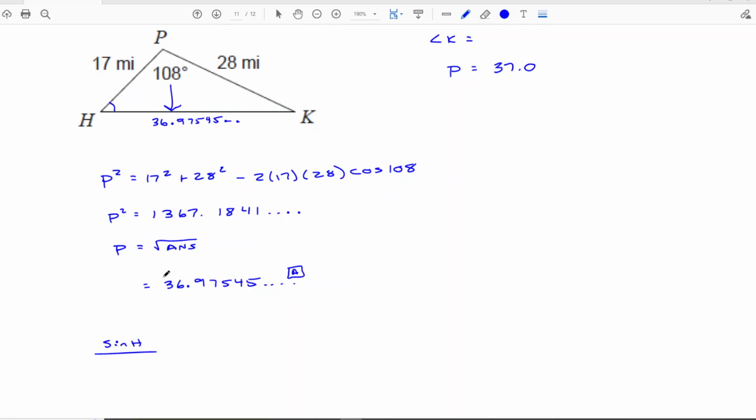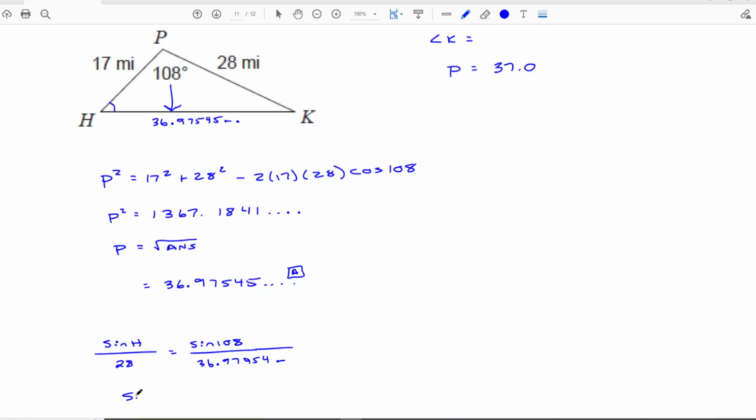So the sine of H is across from 28, just like the sine of 108 is across from that side P, so that's 36.97454. And if you have stored it as A and you've defined it as A, feel free to just put an A in a box here. I find that kind of shows that you're using an answer from somewhere previously, as long as you've defined it. And I also have it stored in my calculator.